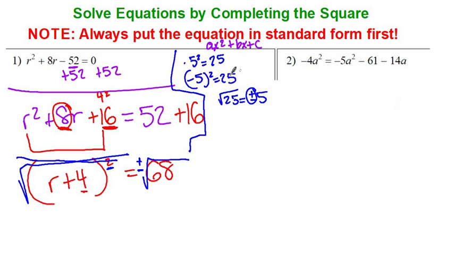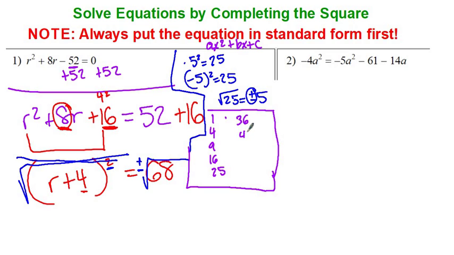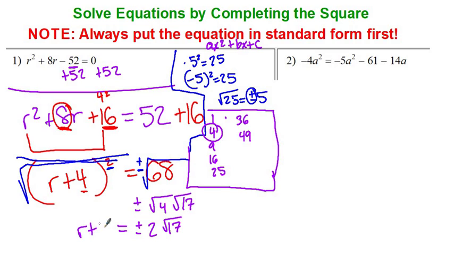The other thing that we need to keep in mind, and we talked about this earlier with imaginary numbers, 68, okay, let me bracket this off again, just so we have some space. 68 has one of these perfect squares inside of it. So whenever you're simplifying a square root, you always want to see, can I find one of these numbers inside? And it turns out that 4 goes into 68. 68 happens to be 4 times 17. And the square root of 4 is the same thing as 2. Okay, so let's rewrite this a little bit. So right now we have r plus 4 equals plus or minus 2 radical 17.